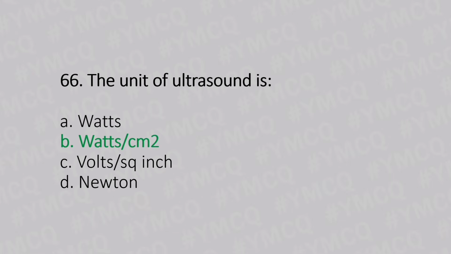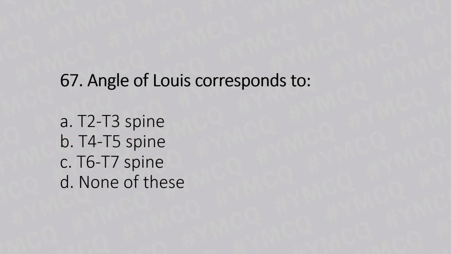Moving to our 67th question, angle of Louis corresponds to option A, T2 to T3 spine, option B, T4 to T5 spine, option C, T6 to T7 spine, option D, none of this, and the answer is option B, T4 to T5 spine.